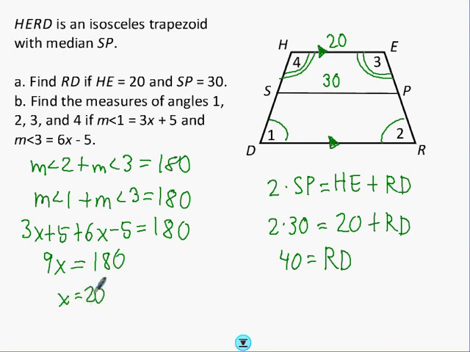Okay, they didn't ask what x is, they asked what the angles are, so I'm going to plug it back in. If x is 20, then 3x plus 5 is going to be 3 times 20 plus 5. That's 65. Angle 2 has to be the same thing. And because angle 2 and angle 3 are supplementary, angle 3 has to be 115 degrees. Because 3 and 4 are a pair of base angles in an isosceles trapezoid, they have to be congruent.